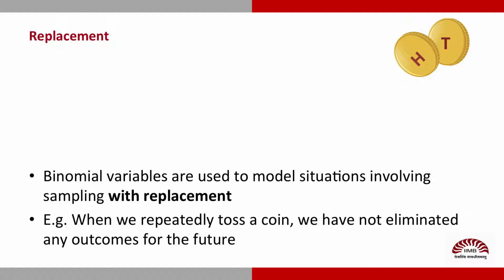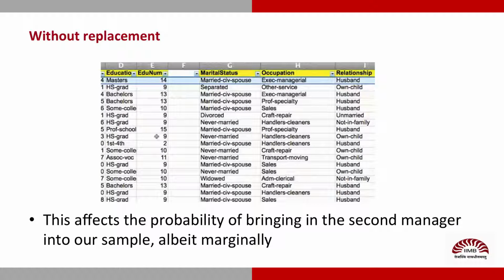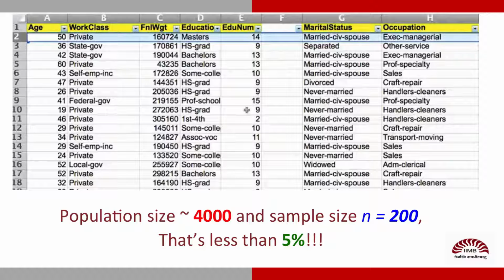We haven't eliminated any outcomes in the future. In reality, we sample without replacement. After we select the first manager into our sample, the pool of the managers goes down by 1. The probability of bringing the second manager into our sample changes, although marginally. We can relax the independence condition if our sample size is much smaller than that of the whole population. We can think of it as being less than 5%. We have a manager population of a little under 4,000, whereas our sample size is 200. That's less than 5%. Let's get back to our problem.